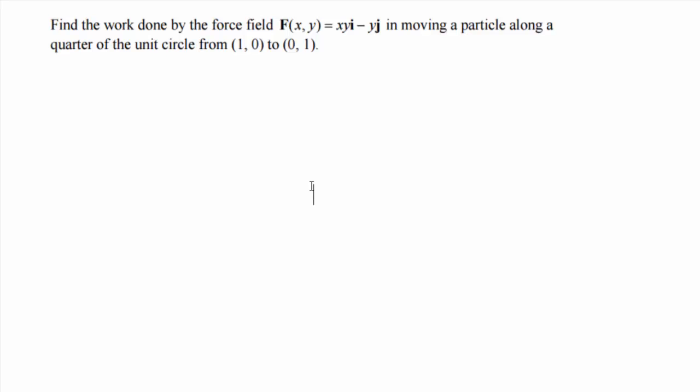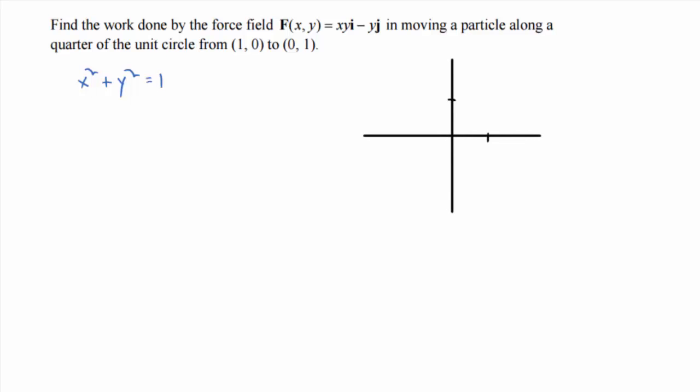Okay, so in this one, we want to find the work done by the force field F of x, y equals xy i minus y j in moving a particle along a quarter of the unit circle from (1, 0) to (0, 1). So how would you parameterize this circle? What would the radius of the quarter circle be if it's going from (1, 0) to (0, 1)? 1, right? So the actual equation would be what? x squared plus y squared equals 1, right?